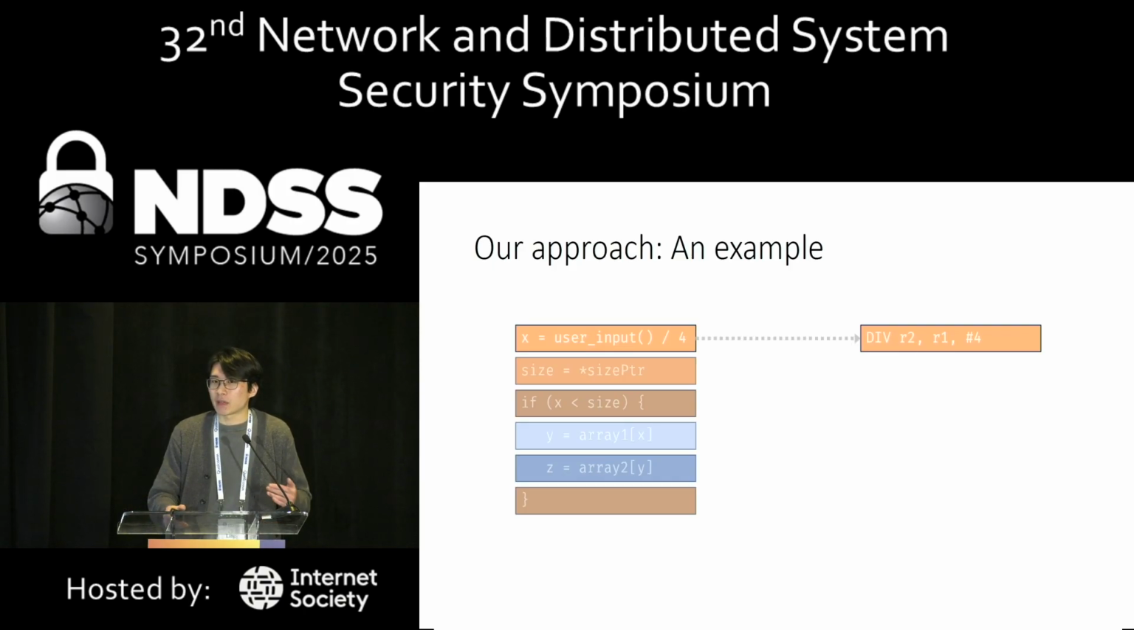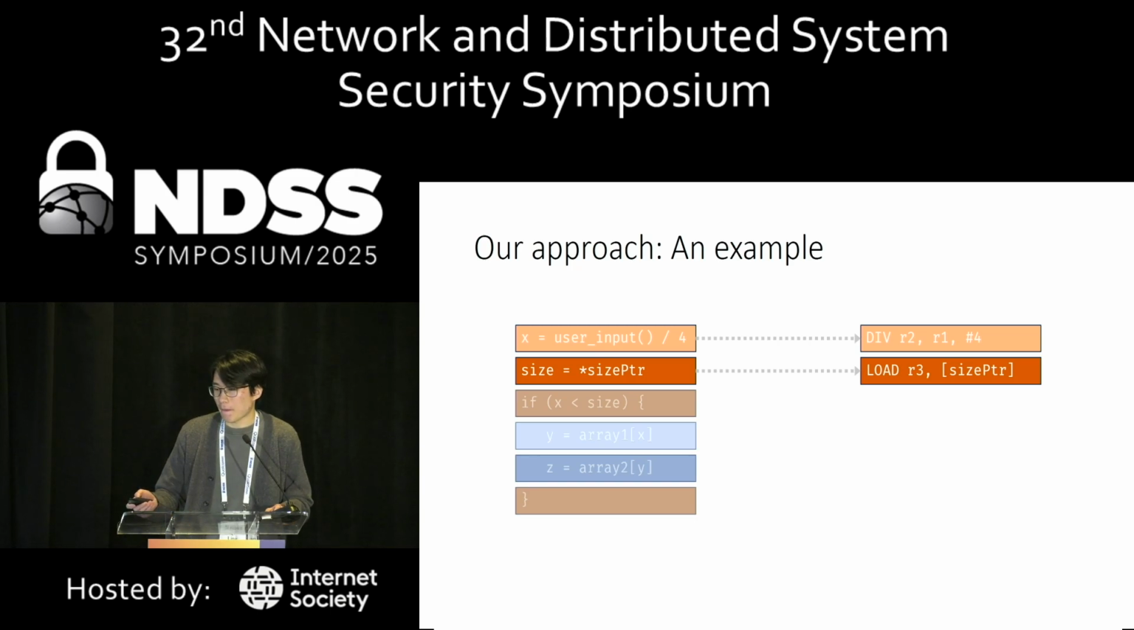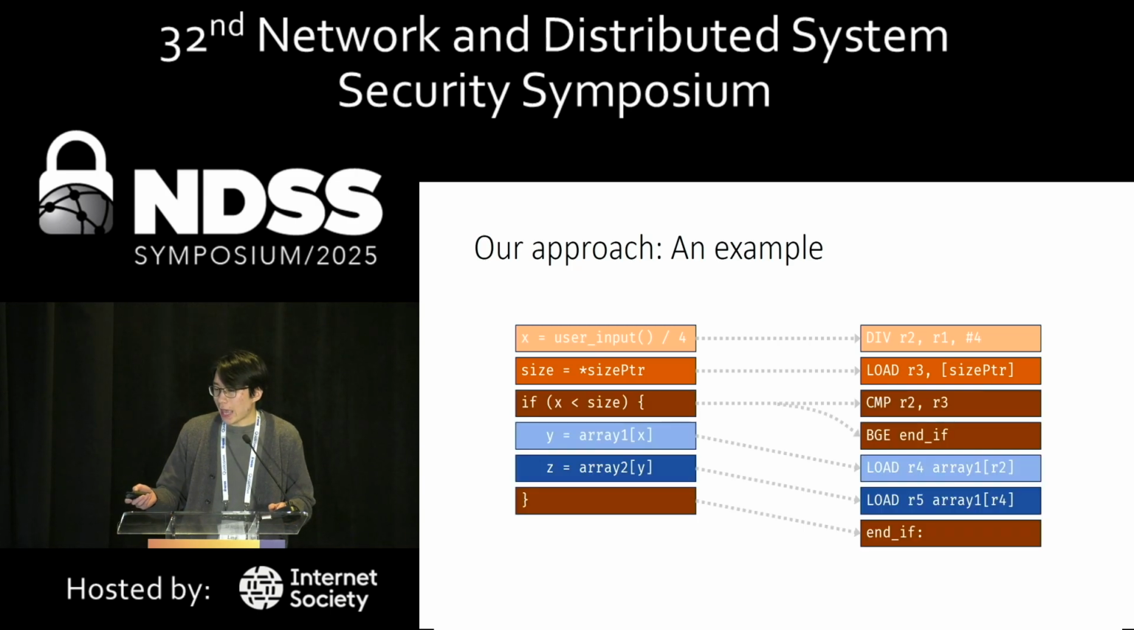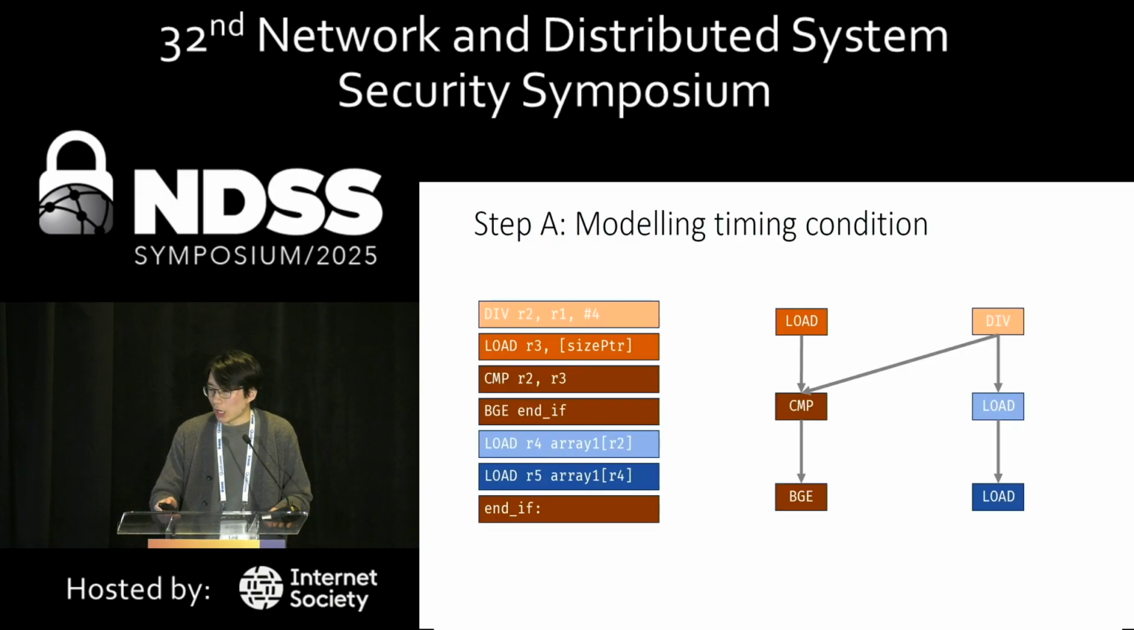This is pretty much the same gadget as before, except that now the index is divided by 4 from the user input. Also, the boundary value is loaded from memory. The conditional branch and the memory accesses are just the same as before. First, we model the timing condition with a directed acyclic graph. In this graph, each node represents an instruction, and each edge represents a happens-before relationship. We also assign weights to each node, representing their execution latency.